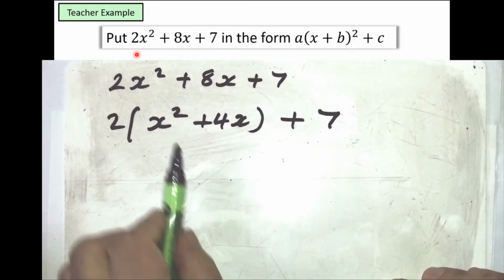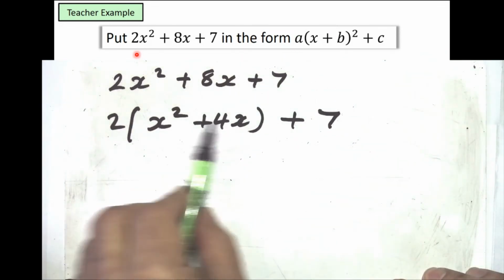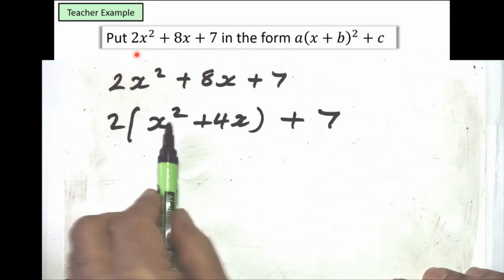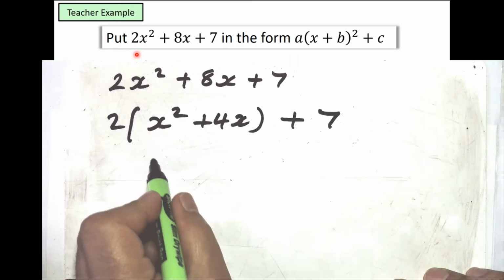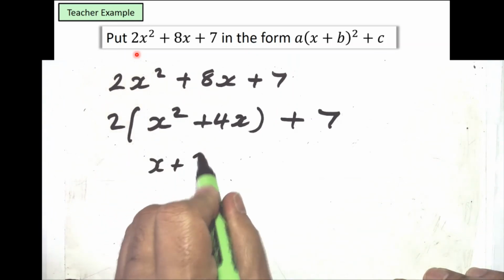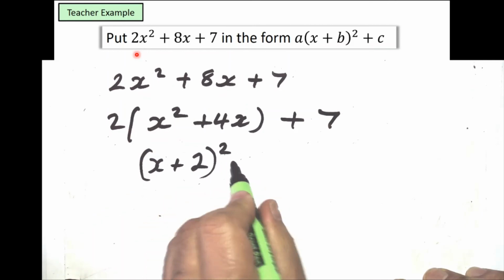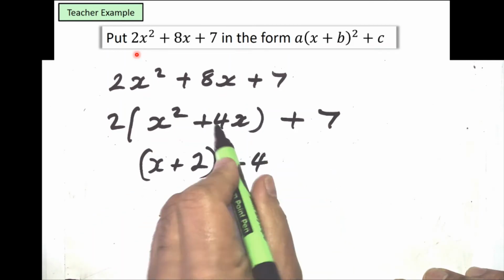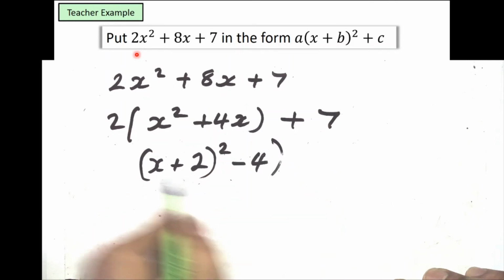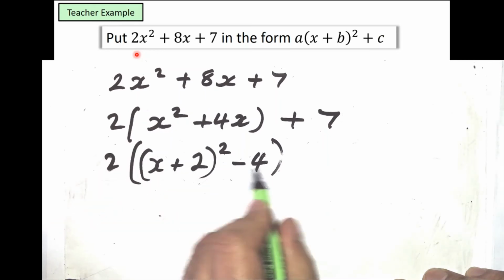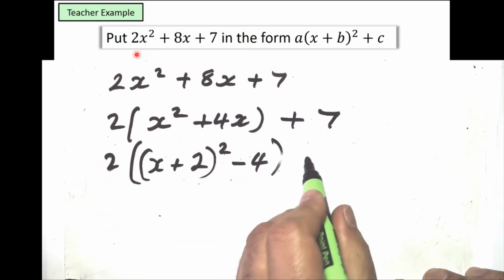So now I'll complete the square on just this x squared plus 4x part. So I end up with x plus 2, so half of the 4 gives me the 2 inside the bracket, minus 2 squared, that's minus 4, and I've still got that 2 outside the bracket, plus 7.